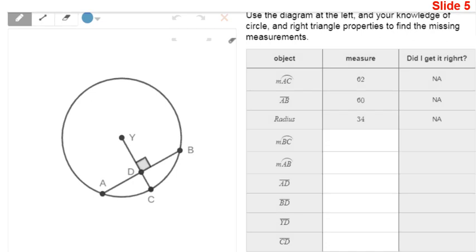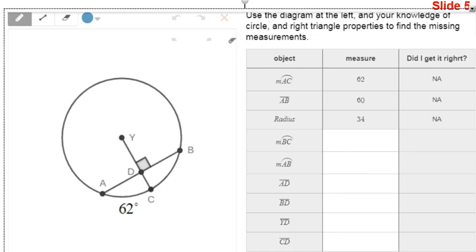So again, using our diagram and our prior knowledge about circles and right triangle properties, let's find some missing measurements. So here's our circle, and the center is Y, so we've got circle Y, and we've got some information given to us. We know the measurement for arc AC is 62 degrees.